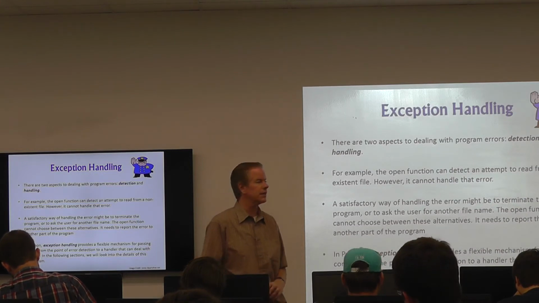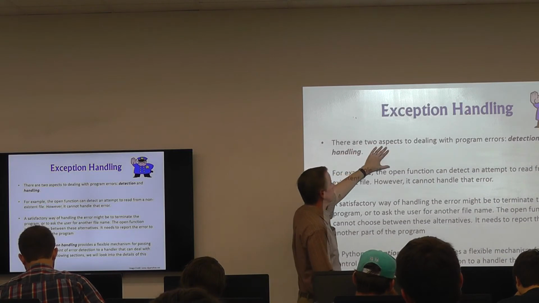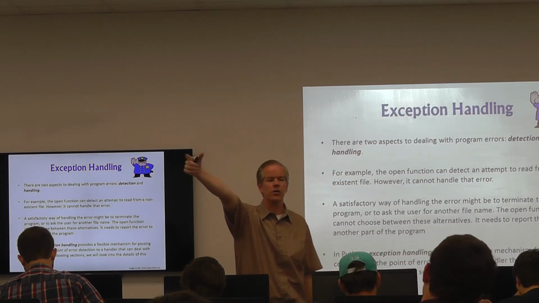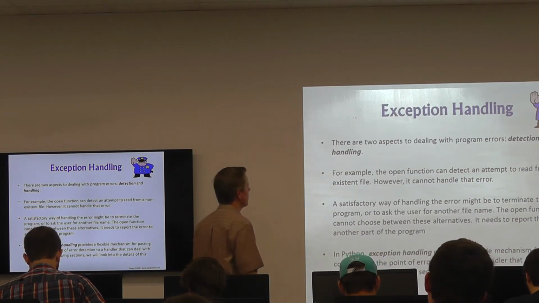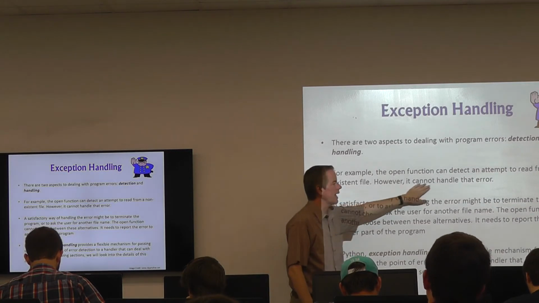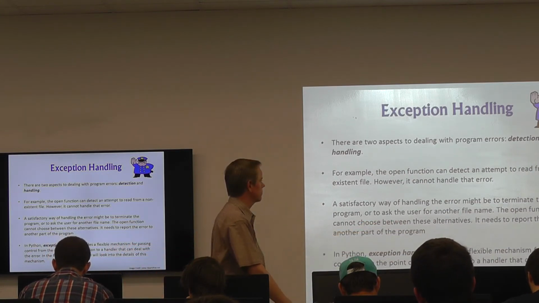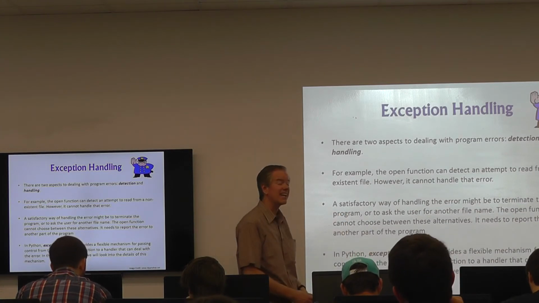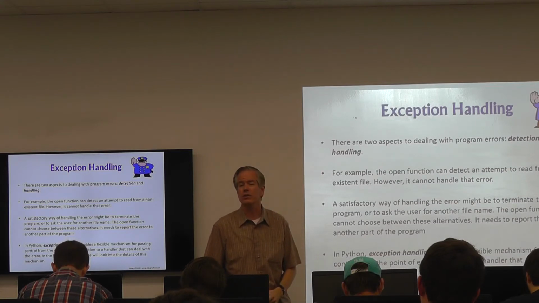So Python has a technique they call exception handling that can help you deal with this. There are 2 aspects to dealing with program errors, detection and handling. So did something bad happen? Yes or no? And if it did, what should I do about it? Those are the 2 questions you're trying to answer, okay? The open function can detect an attempt to read from a non-existent file. However, it can't handle that error, right? The program dies. A much better way of handling this would be to terminate the program or at least ask the user for another file name. Okay, I think you mistyped the file name, you want to try again.